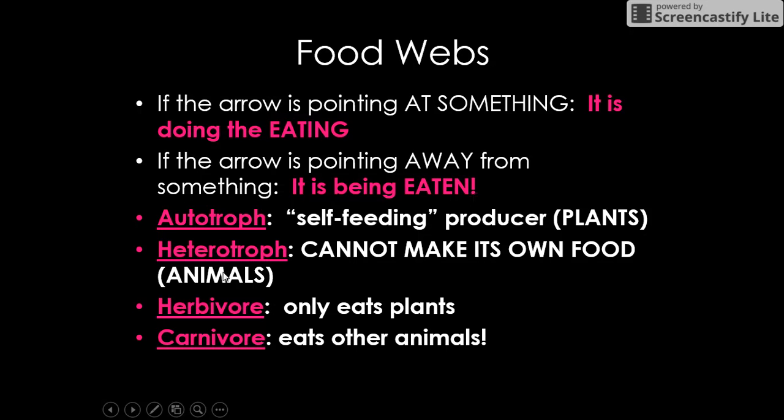Here are some vocab words to go with our food web. So autotroph, kind of like we learned in the evolution video, is self-feeding. These are our producers, our plants. They can make their own food. Heterotroph cannot make its own food, so these are our animals. Herbivore is something that only eats plants, and carnivore is something that eats other animals.